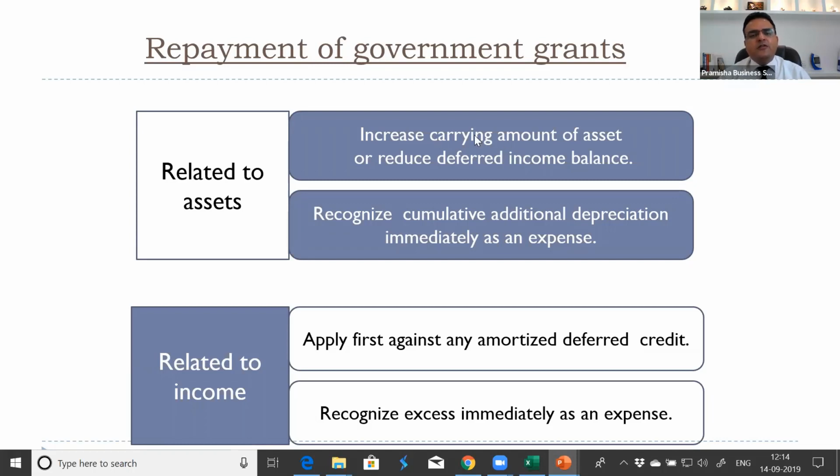Increase the carrying amount of the asset if you use the first approach. That is, if you reduce the value of the asset directly, then you need to increase the value of the asset. But if you did not reduce the value of the asset and created a balance known as deferred income, then we need to reduce that deferred income balance, whatever is remaining in that balance. Recognize cumulative additional depreciation immediately as an expense. When you reduce the value of an asset directly, you charge reduced depreciation of 12,000 per year. Now you need to charge additional depreciation for all the years which have passed till date. 8,000 depreciation has to be recorded. Suppose 2 years have passed, so 16,000 additional depreciation will be recorded this year.